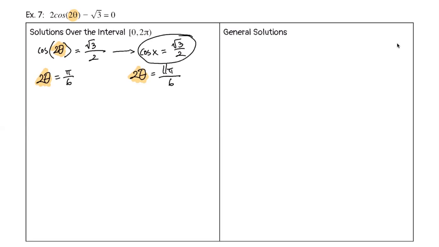All we're saying is that instead of an x, we happen to have a 2 theta there. But if x equals pi over 6 and 11 pi over 6, then 2 theta equals pi over 6 and 11 pi over 6. Good. That's an important thing to get. I want to make sure that's clear before we leave today.